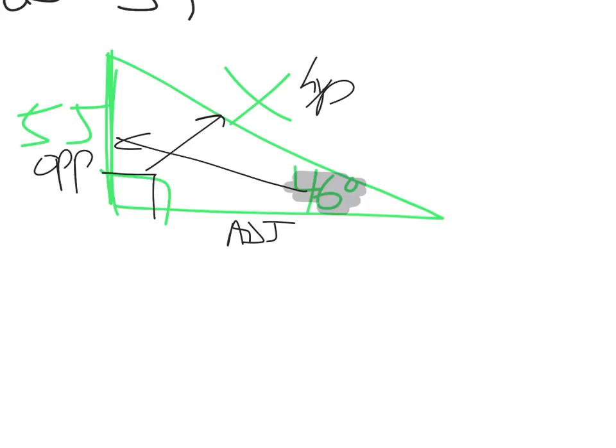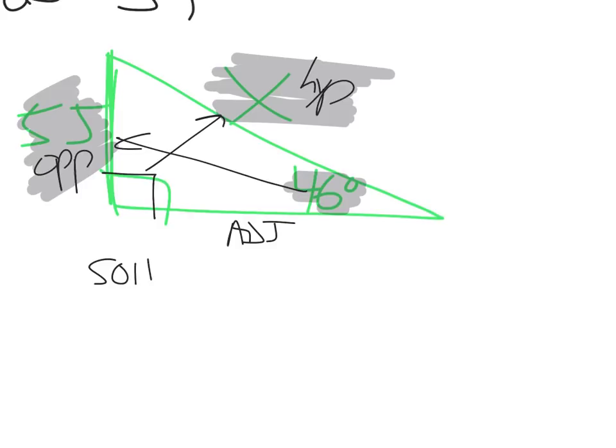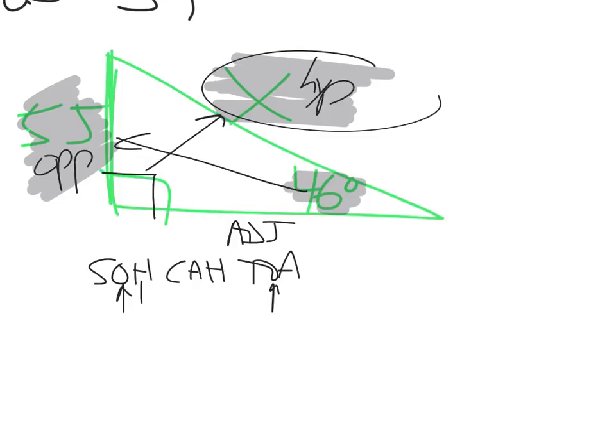Step 2, identify the active sides. Well, here, the active sides are going to be the opposite, which is 55, and the hypotenuse, which is what I'm solving for. So I'll write out SOHCAHTOA and try to figure out which of the three I'm using. My active sides are the O's, the opposite, and the hypotenuse I'm solving, so that's the H. So here I'm going to be using sine.